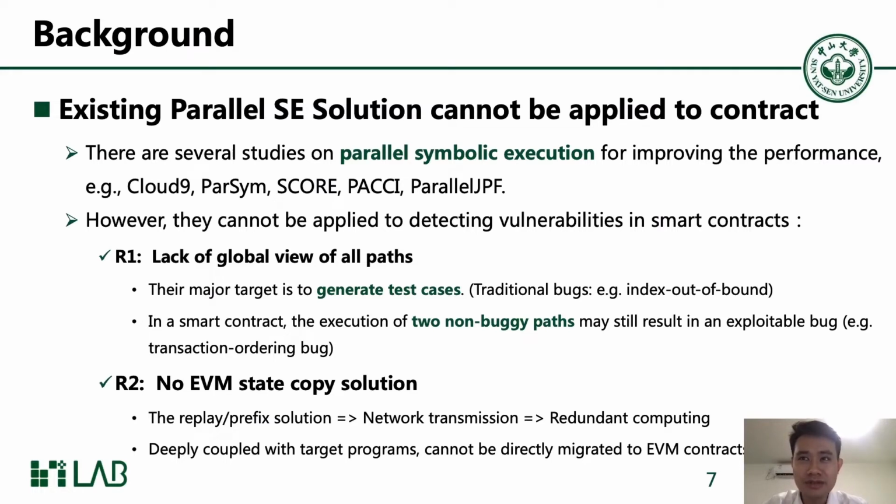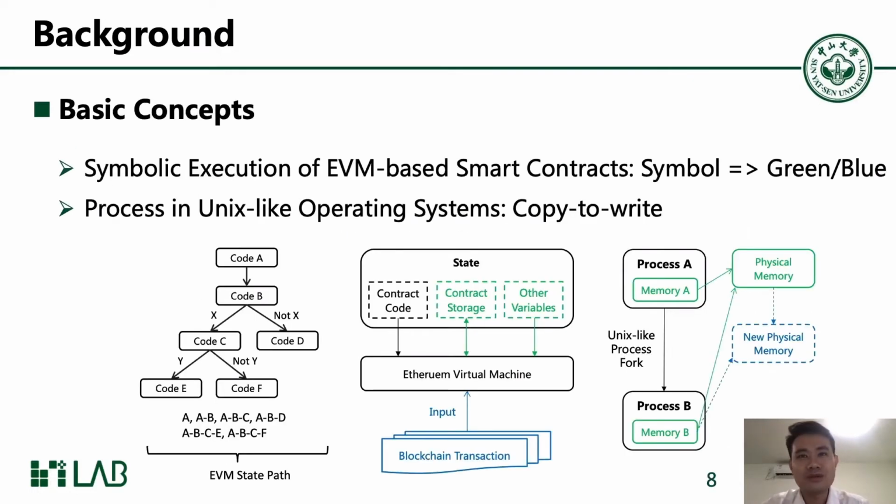Reason two is no EVM state copy solution. A smart contract can be triggered by a series of transactions, of which the states should be copied among parallel units. However, previous studies do not deliver the state copy among the units. Instead, they deliver the replay or prefix paths. The replay or prefix solution is oriented to deliver symbolic paths through network transmission, but it will cause redundant computing. Moreover, the replay or prefix implementation is deeply coupled with their target programs and cannot be directly migrated to EVM-based smart contracts.